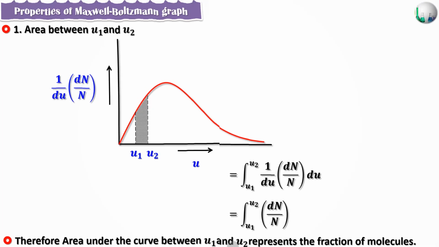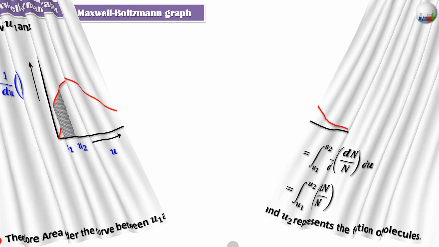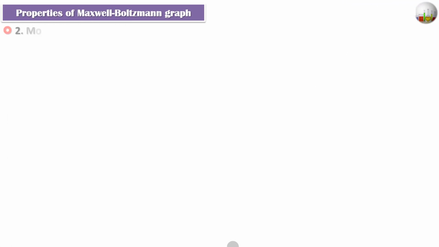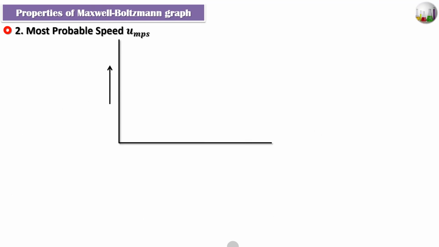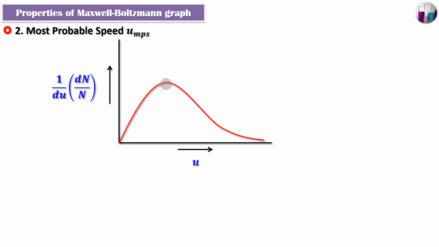The second is, again, we talked about this already. The curtain opens and you get the most probable speed. So what does this indicate? Well, as I said, this is the speed possessed by the maximum number of molecules, and it is this fellow. This is the speed. This is UMPS, most probable speed.